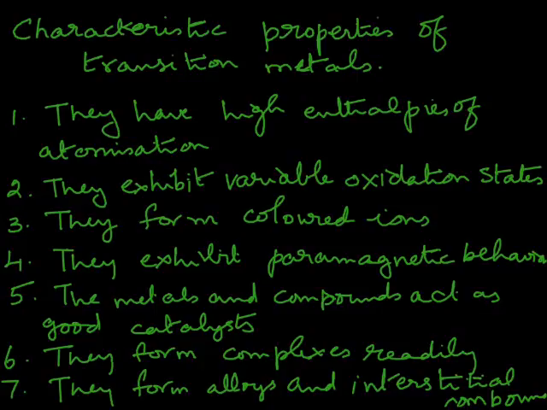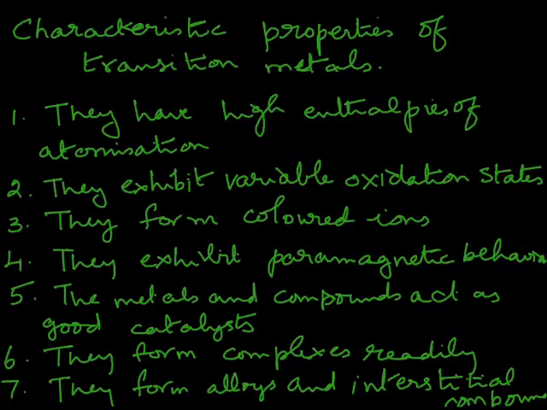The first one is that transition metals have high enthalpies of atomization. What do you mean by enthalpy of atomization? It is the energy or heat required to separate the atoms. Now, in the earlier concept of metallic bond, you might have learnt that metal ions are embedded in a pool of electrons. Greater the number of valence electrons of the metal, more electrons will be in the electron pool and stronger will be the interatomic bonding.